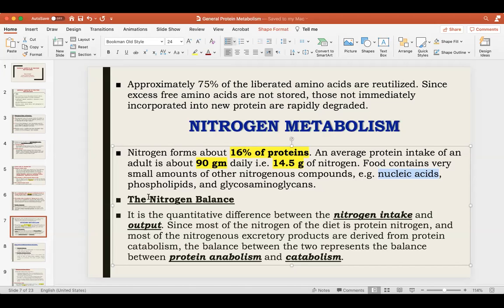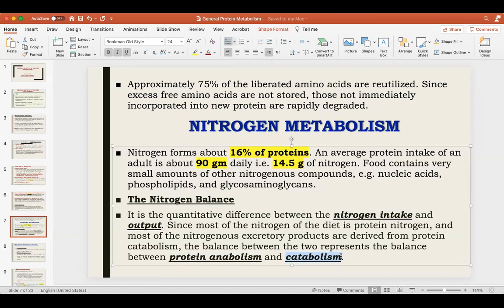Usually our body is in a nitrogen balance. What is a balance? The nitrogen intake in our diet equals the nitrogen output which goes outside our body. This reflects a balance between protein anabolism and protein catabolism. Anabolism means the building of our body protein. Catabolism means breakdown of either our body protein or the protein which we take in our diet.